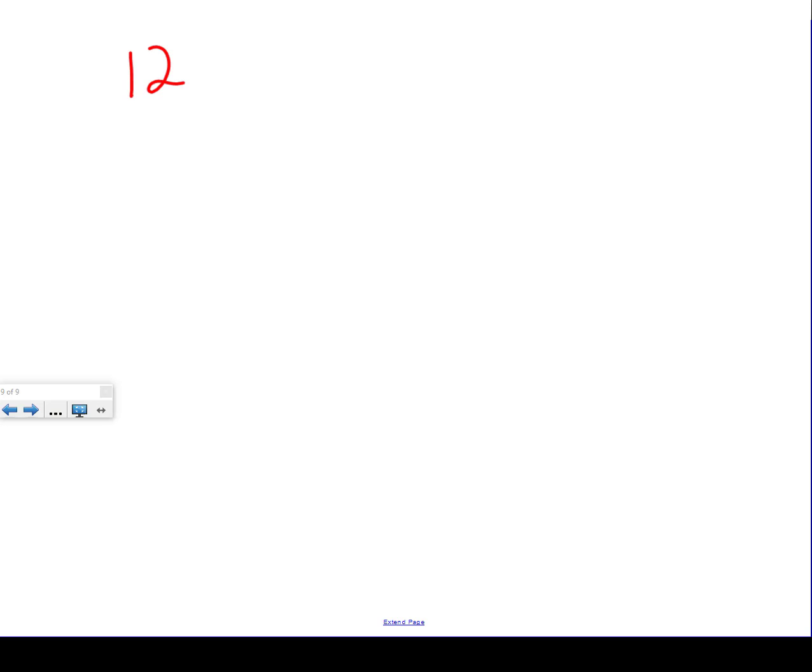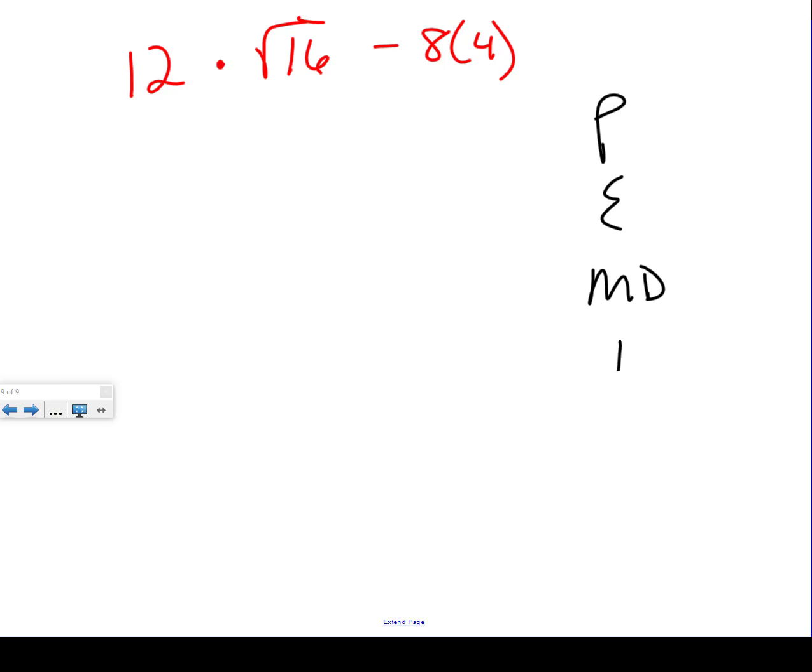I have 12 times the square root of 16 minus 8 times 4. Every single time you have to use the order of operations. So also something we haven't talked about is exponents happen at the same time, square roots would be simplified at the same time that you would be doing exponents. So I have parentheses, but inside these parentheses I just have a 4. There's nothing being added, subtracted, multiplied, or divided. So basically those parentheses are not really parentheses except for they're telling me to multiply.